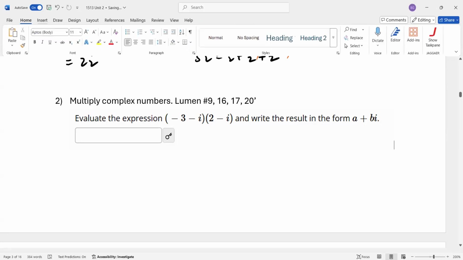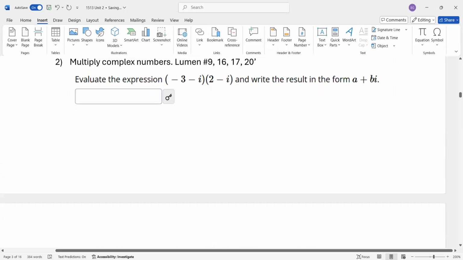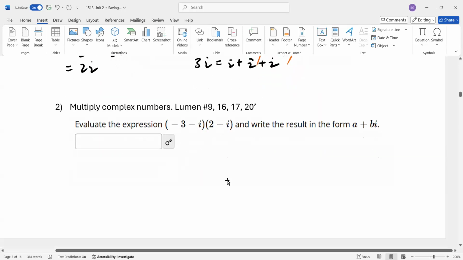Add a page break here. Okay. This is a multiplication of 2 complex numbers. Each complex number has 2 terms, the 2 parts. -3 is the first term, -i is the second term. I'm using the terminology term.